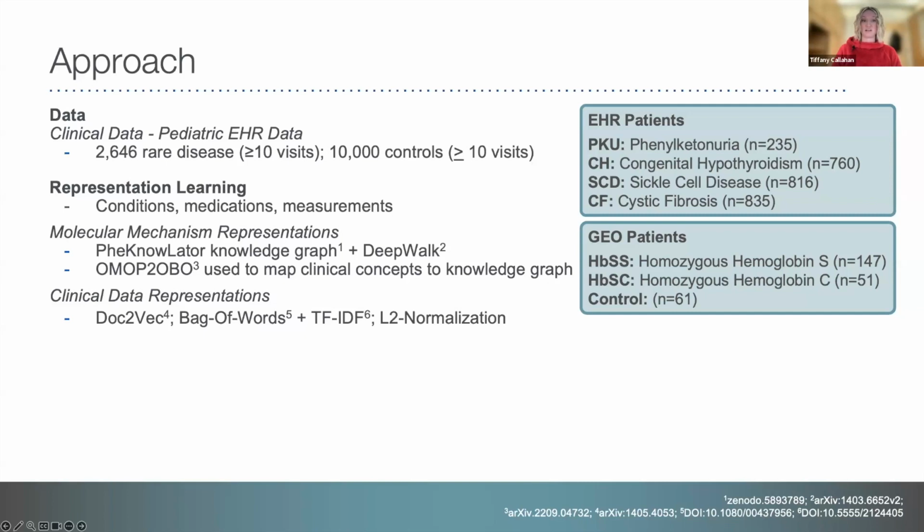To build the clinical patient representations, we aggregated concept embeddings for each patient's set of conditions, drugs, and labs. To build the molecular mechanism patient representations, we aggregated node embeddings derived from the knowledge graph for each patient's unique set of conditions, drugs, and labs, which were mapped to node embeddings using OMOP to OBO.